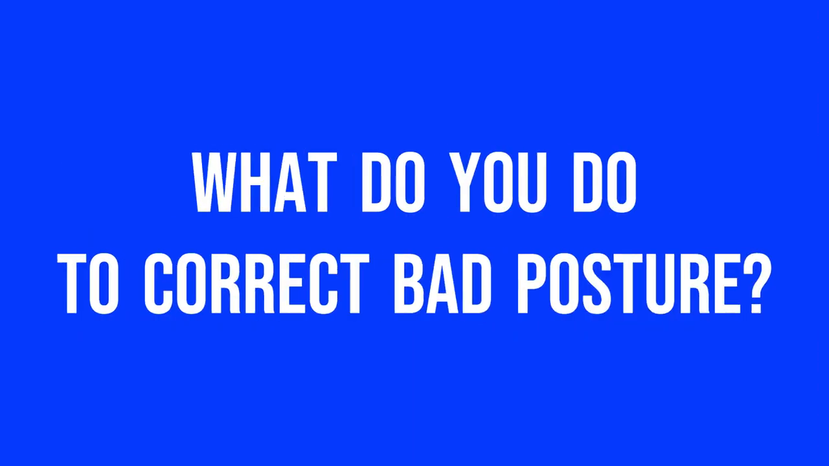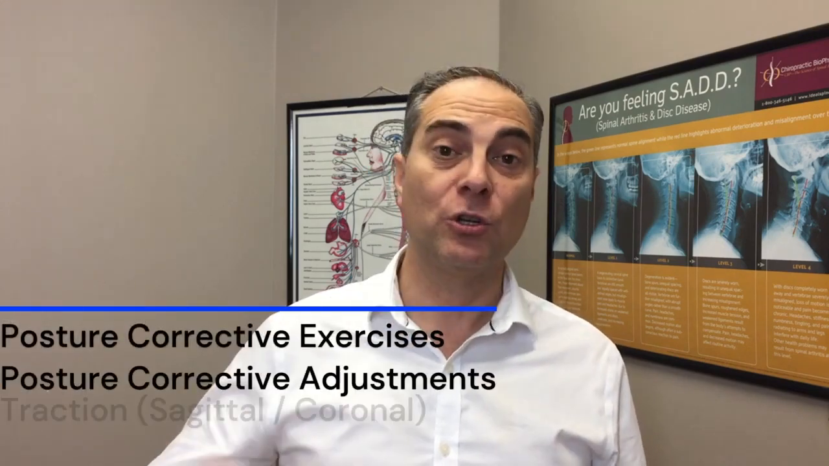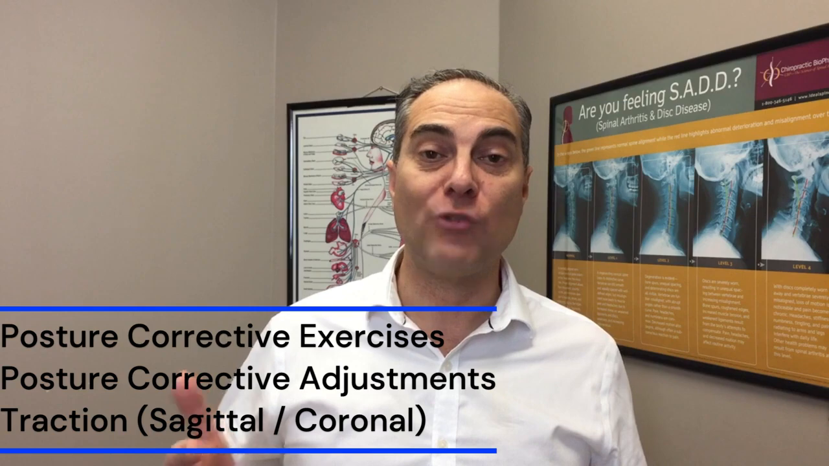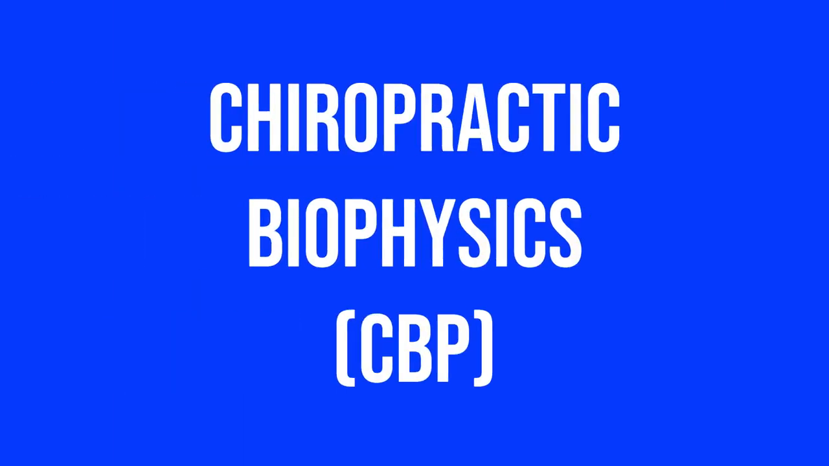So what do you do to correct bad posture if exercise alone is not enough? What's needed is a combination of postural correcting exercises, postural correcting adjustments, and also traction methods, and traction methods that focus on correcting the alignment problems and misalignments in the sagittal plane and coronal plane of the spine and posture. And the technique that covers all three of these components is called chiropractic biophysics.